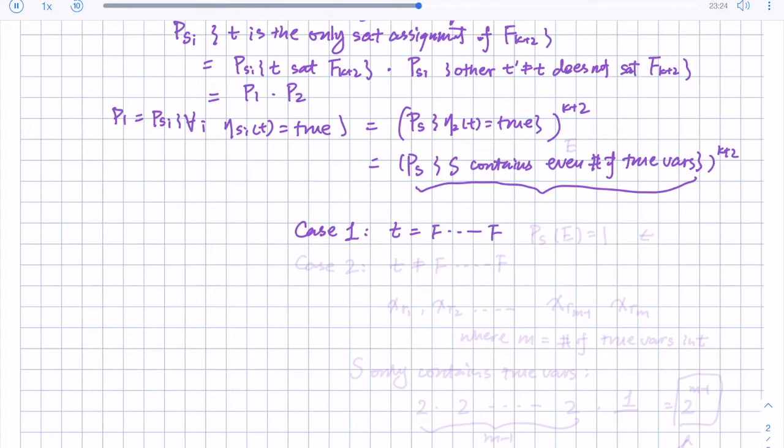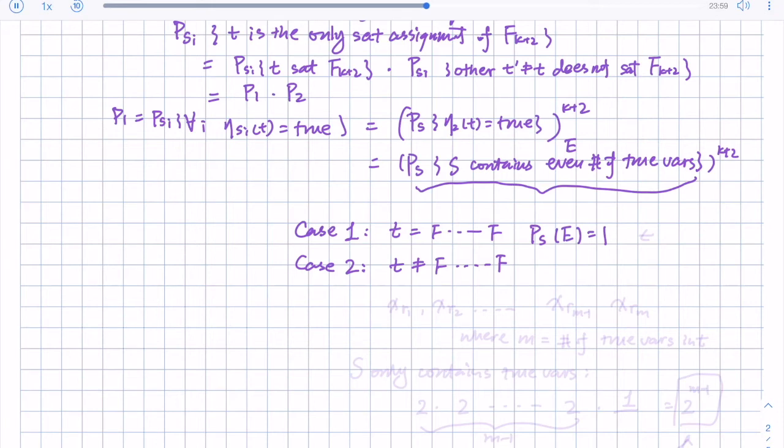Then we know, because there are no true variables, no matter what subset S is, it always contains 0 true variables. So it always contains an even number of true variables. So the probability, let's denote this as E, the probability of E will be 1 in this case. For the second case, if T is not all false assignments, then there must be some variables that are assigned to true.